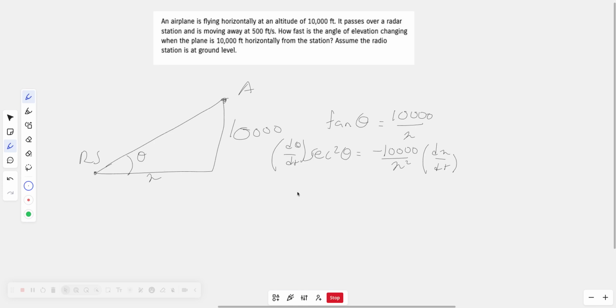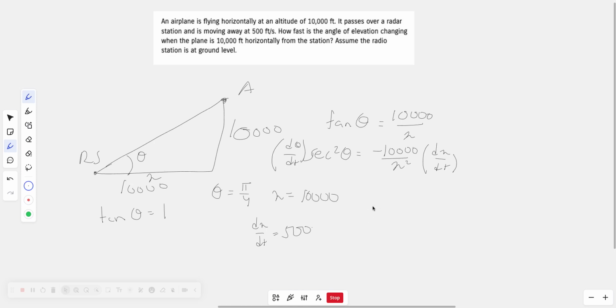So we know that theta in this case is equal to pi over 4 because at the instant where x is equal to 10,000, tan theta is equal to 10,000 over 10,000, which is just 1. And we know that tan of pi over 4 is equal to 1. So theta is equal to pi over 4, and x is going to be equal to 10,000. And we know that dx over dt is equal to 500 because that's how fast the airplane is moving.